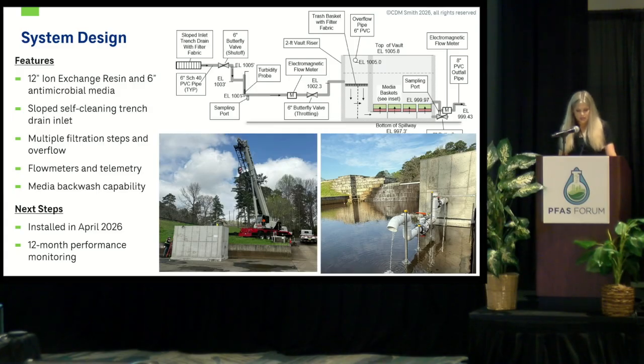After treatment, the stormwater exits the vault through another electromagnetic flow meter and an effluent sampling port before discharging back into the spillway. The vault also includes an overflow pipe in case the trash basket or the media is clogged, and the system was designed with capability to backwash the treatment media if necessary. The media baskets contain 6 inches of antimicrobial media and 12 inches of ion exchange resin to support PFAS removal.